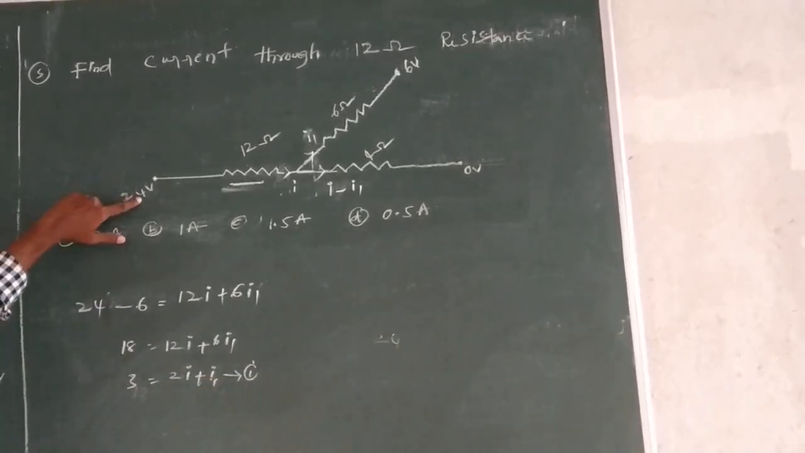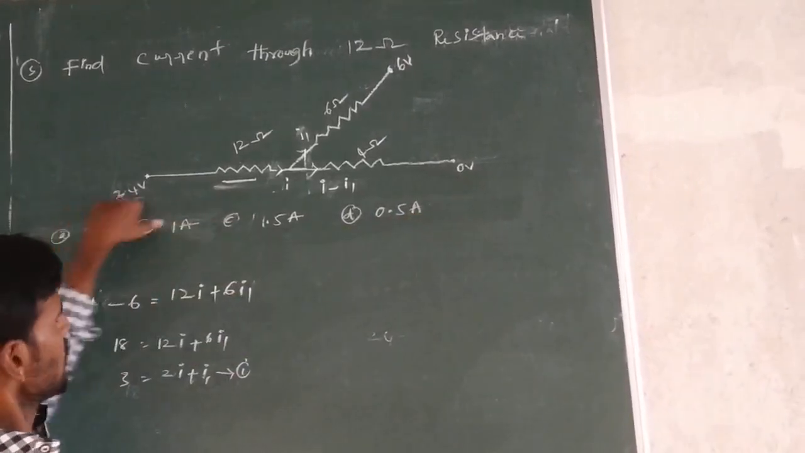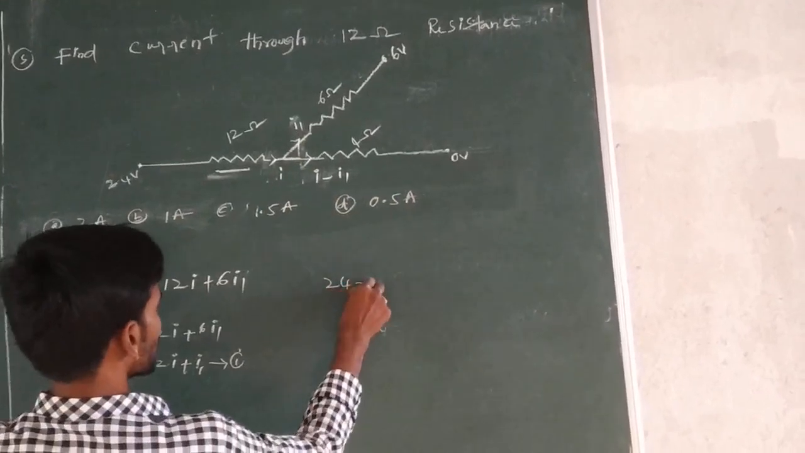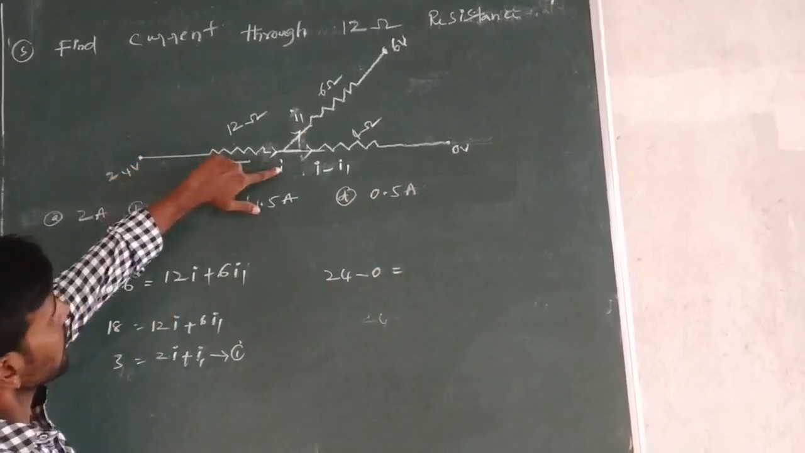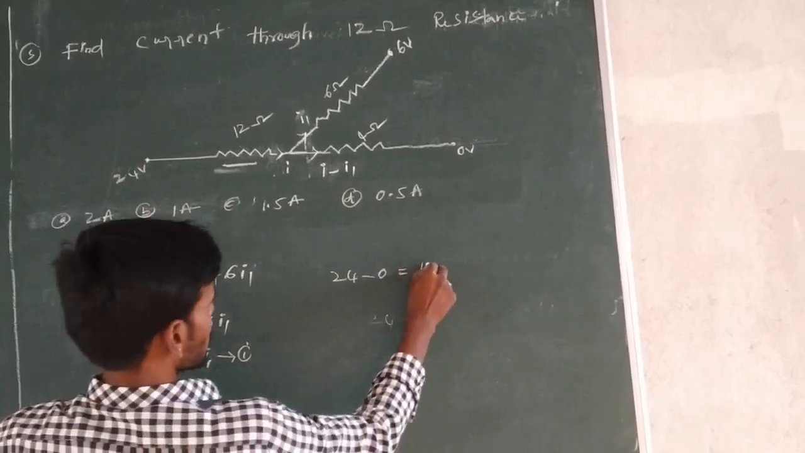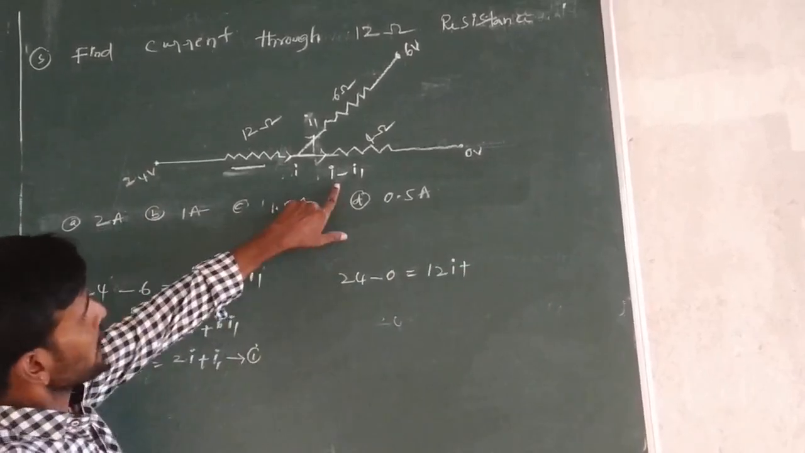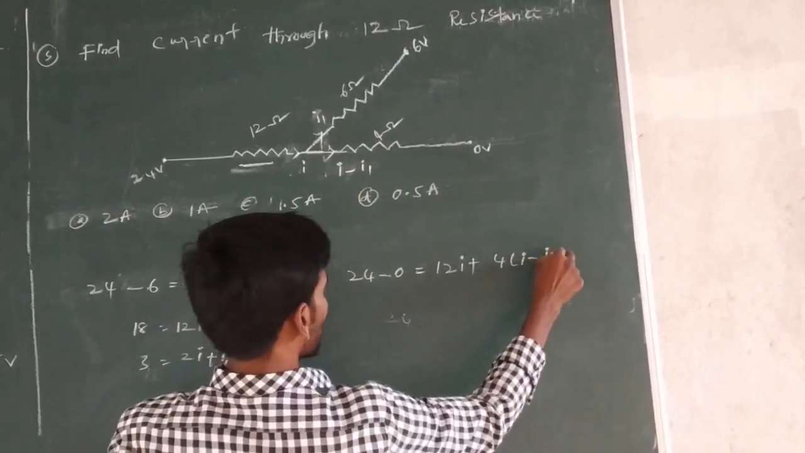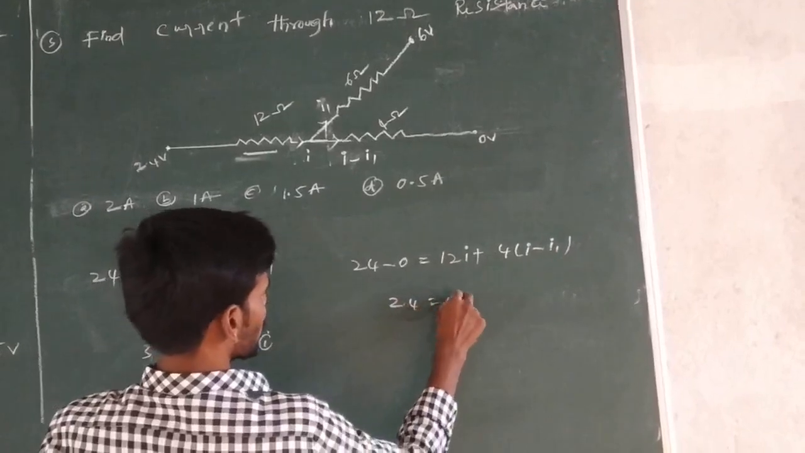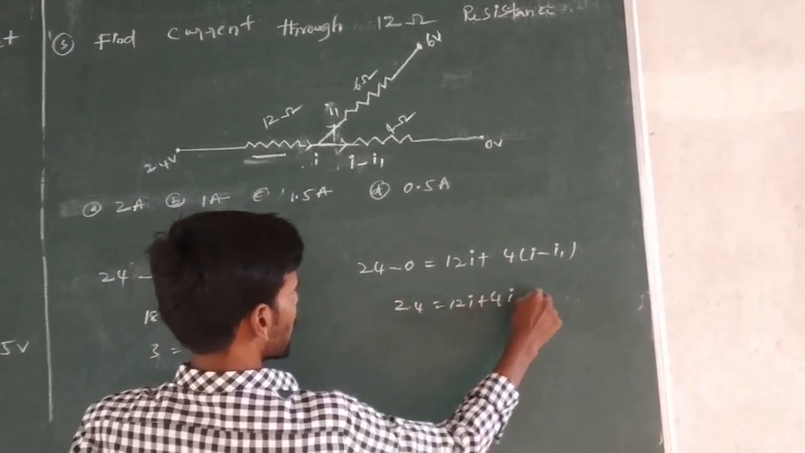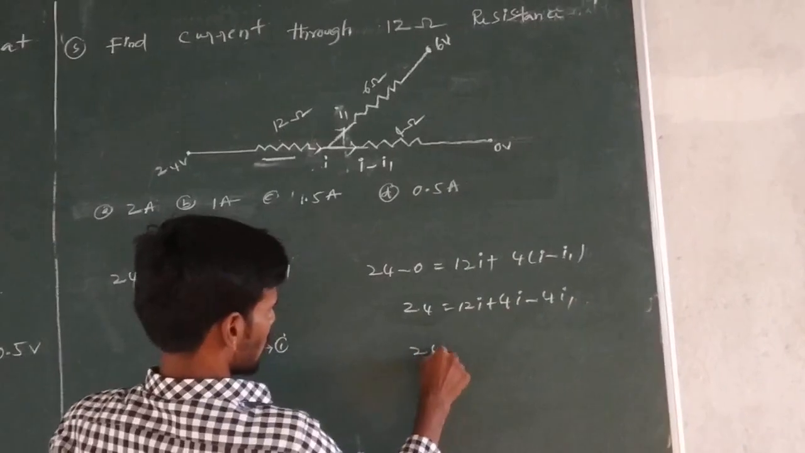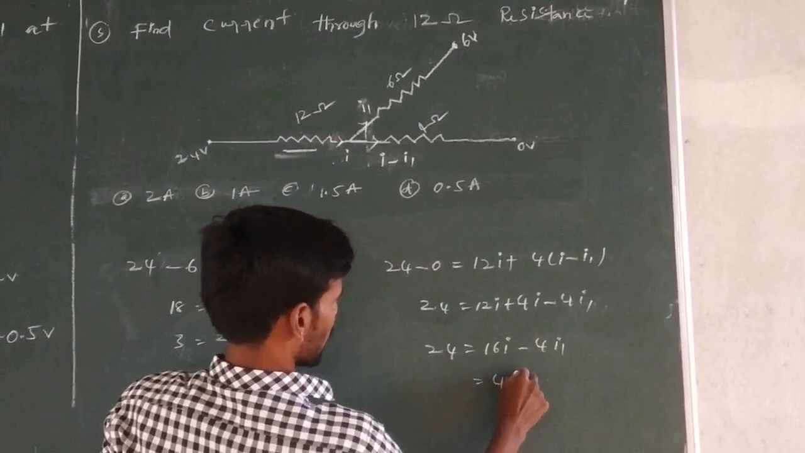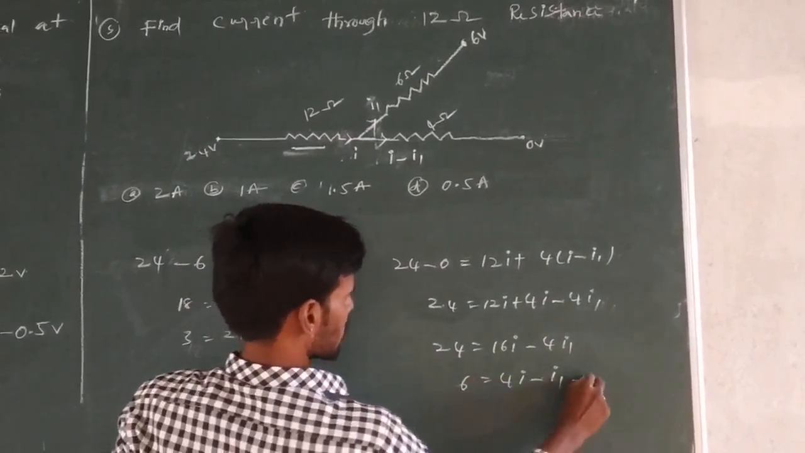So let's take 24 volts to 0 volts. So this is VA, and this is VB. VA minus VB will be 24 minus 0, equal to I, the current through the 12 ohms resistance, so 12I, plus I minus I1, the current through the 4 ohms resistance. So 4 into I minus I1. So 24 is equal to 12I plus 4I minus 4I1. 24 is equal to 16I minus 4I1. So 6 is equal to 4I minus I1. So this is equation 2.